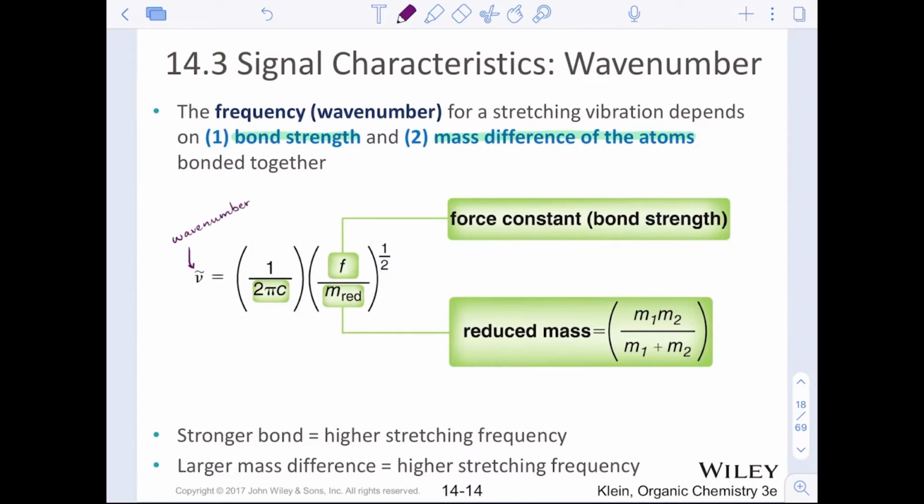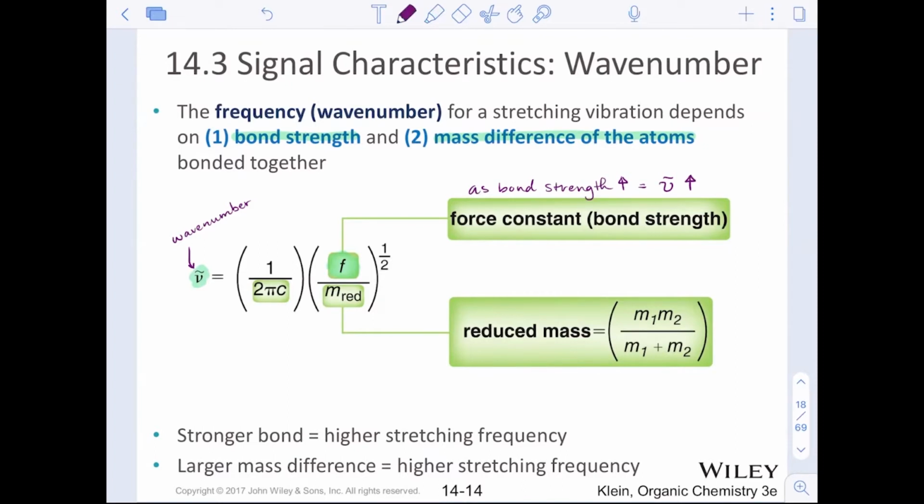It's very complicated if you look at it, but what we're doing is dissecting it and being able to predict where these stretching frequencies are going to show up. So the force constant is in the numerator. Bond strength in the numerator means that as bond strength increases, think about what's going to happen to the frequency or the wave number. Wave number also increases. Notice how they're proportional. This is in the numerator, so as one increases, the other increases.